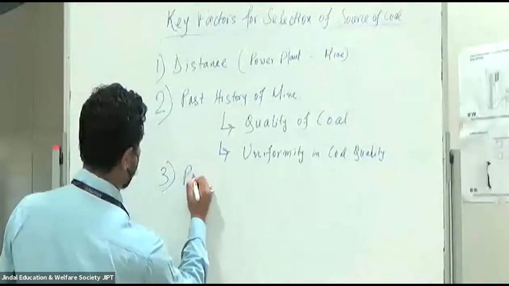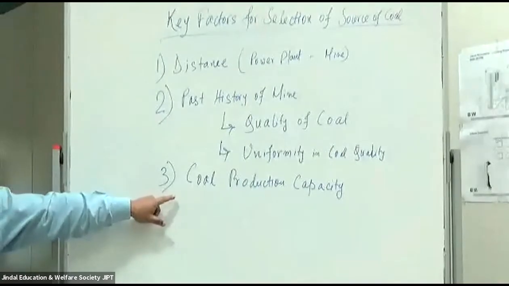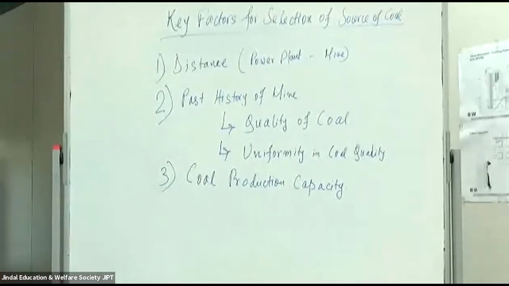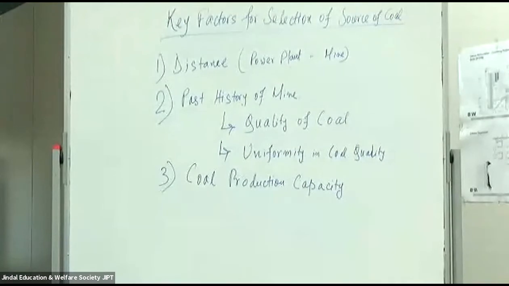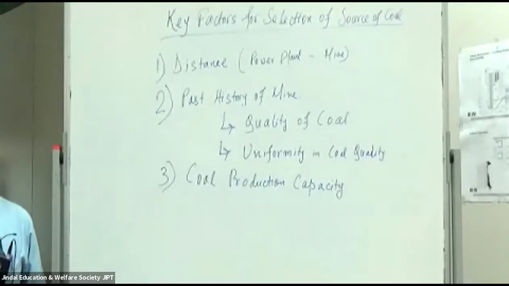Three. Coal production capacity of that mine, which is usually for commercial purposes. How much quantity of coal that mine can produce in a certain period of the year. The highest coal producing capacity, among mines from which we procure coal, is Gebra open cast pit. It is the largest open cast pit in the Asian continent, with the highest production capacity of 45 million tons per annum. It is situated in Korba area, Southeastern Coalfields Limited.